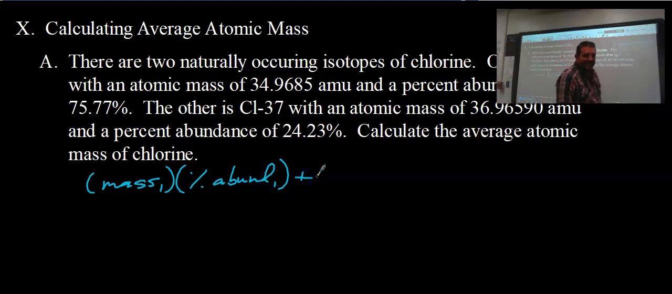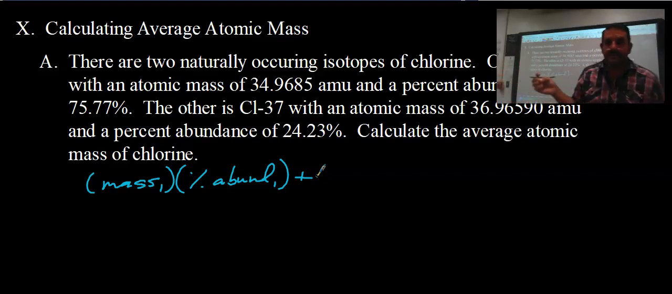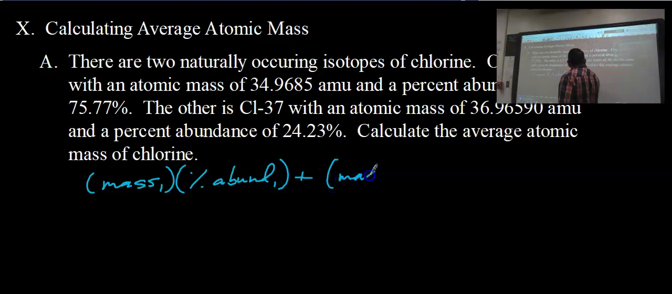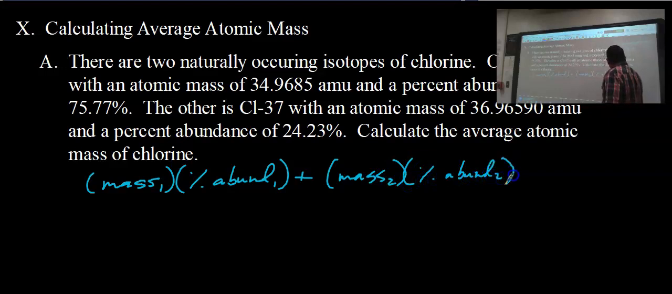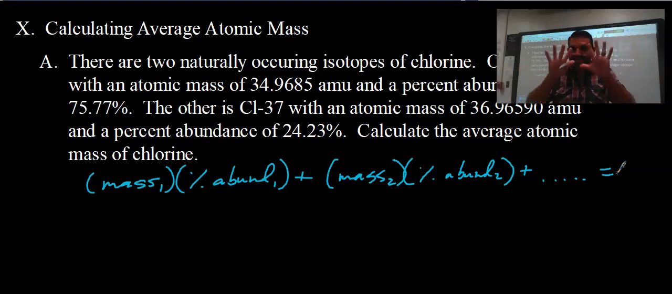You take the mass of one of the isotopes, so I've just labeled that with a 1, times the percent abundance. I would change that percent to a decimal, by the way, plus the mass of a second isotope times its percent abundance, plus, keep going, as many isotopes as there are. Tin, for example, has 10 naturally occurring isotopes. You would do this 10 times, add all that up, and you get your answer.